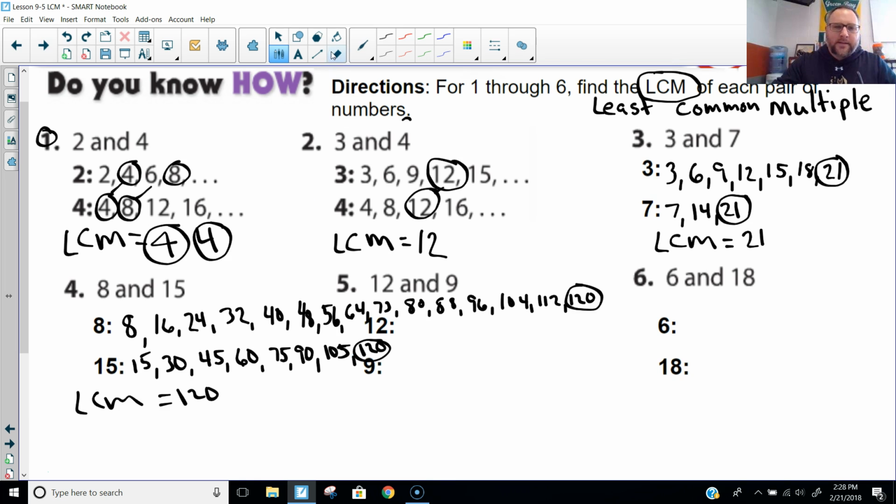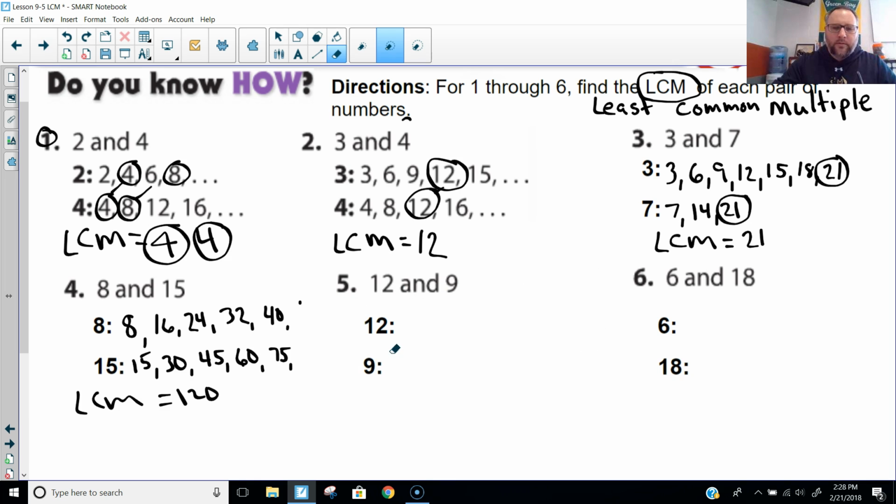Now I'm going to erase this bit right here so we have some more room for number 5. Alright, so 12 and 9. Try to make my list a little bit smaller here. So I'm not going to do it the way I did number 4. I don't like doing it that way. I like going with one number and just going all the way across.